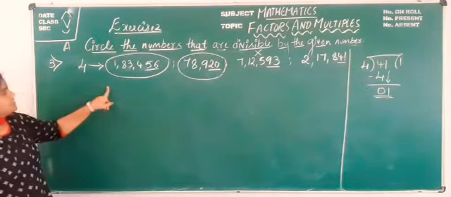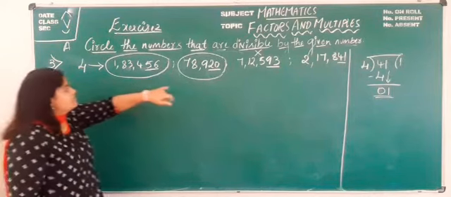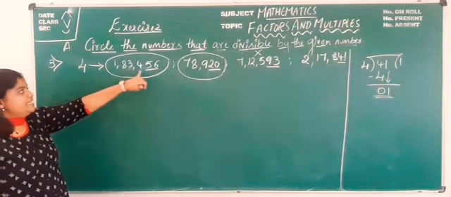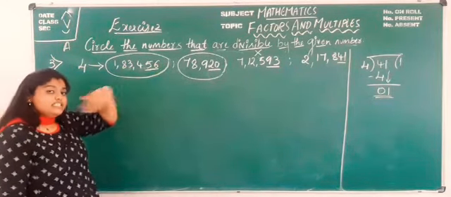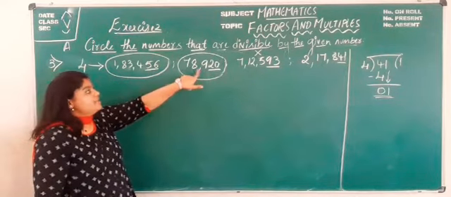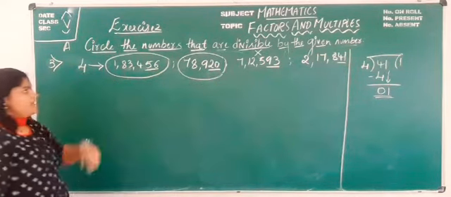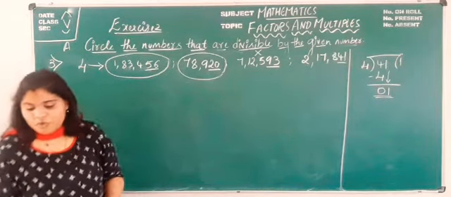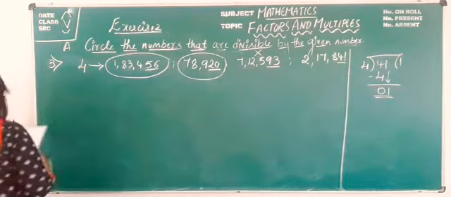Therefore, in the third sum, these two numbers, 1,83,456 and 78,920, are divisible by 4. So next we shall move on to the fourth question.